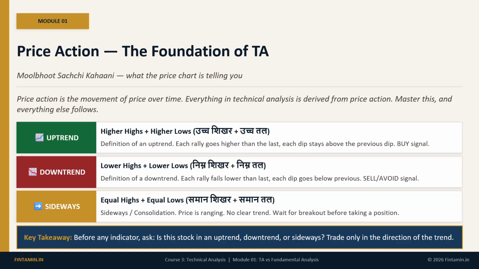Before any indicator, any oscillator, any pattern, you must understand price action. Price action is simply the movement of price over time. And the most fundamental price action concept is this. A trend is defined by the sequence of highs and lows. An uptrend is a series of higher highs and higher lows. Each new rally goes to a higher level than the previous rally. Each pullback stays above the previous pullback low.